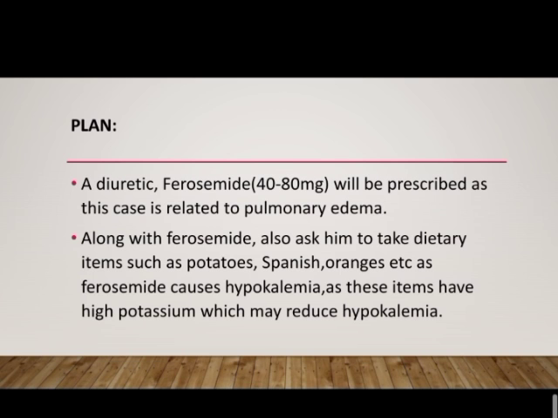Then what should be our plan? Our plan would be a diuretic. We will prescribe him a diuretic. Furosemide 40 to 80 mg will be prescribed as this case is related to pulmonary edema. In case of pulmonary edema, we will prescribe a water pill, and the most important is furosemide. Along with furosemide, we will also ask him to take some dietary items, for example, potatoes, spinach, oranges. Why are we prescribing these dietary items? As furosemide may lead to hypokalemia, so we will ask him to take these items in order to maintain a high potassium level, which may reduce hypokalemia that may be due to furosemide.